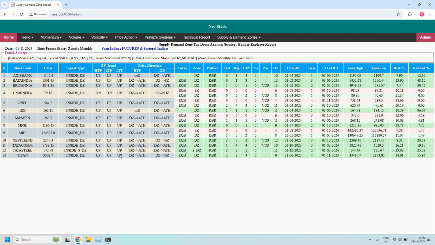In all these 13 stocks, the LTF, meaning the current time frame you selected, is monthly. So monthly trend is uptrend. So these stocks will be helpful to you for finding your own bullish trade setup stocks as per your analysis. These zones will be helpful to you. Okay, next.